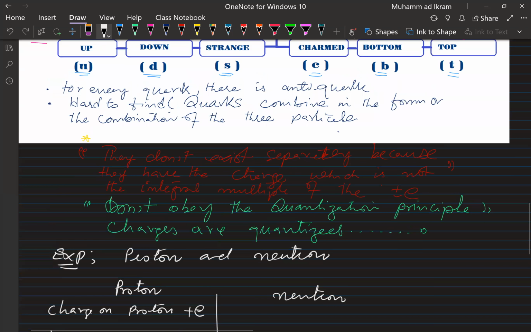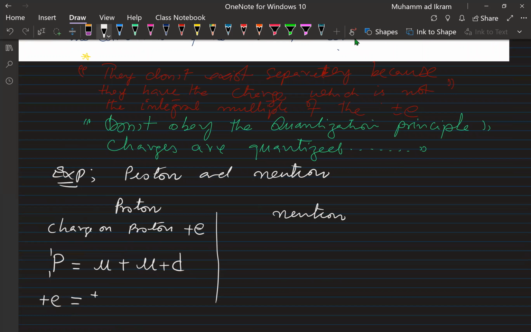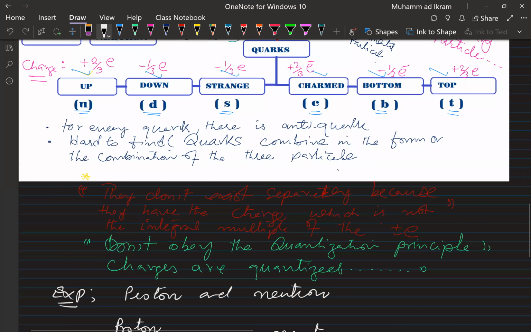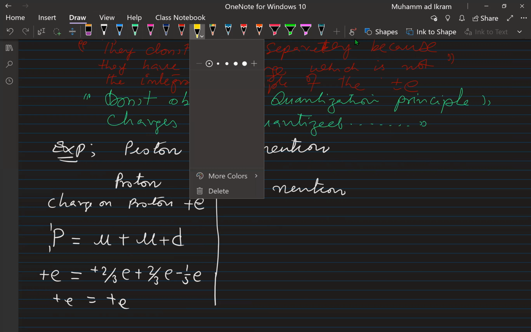Now we will look at what is the charge on the up quark. It is plus 2 by 3 of e, so twice of this. And on the down quark, the charge is minus 1 over 3 e. So if you just do this calculation, what is the charge here? The charge here is equal to plus e if you add all of these.